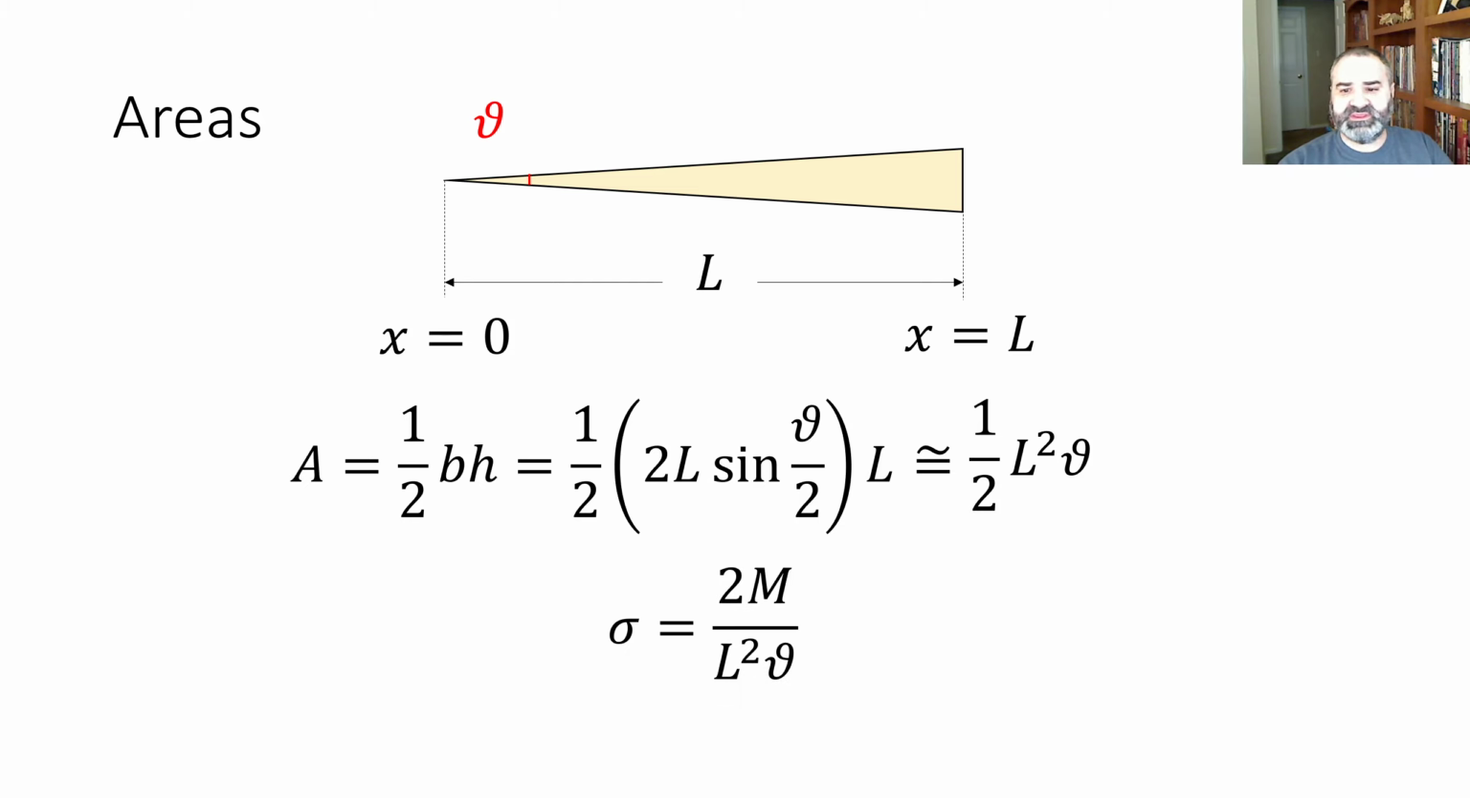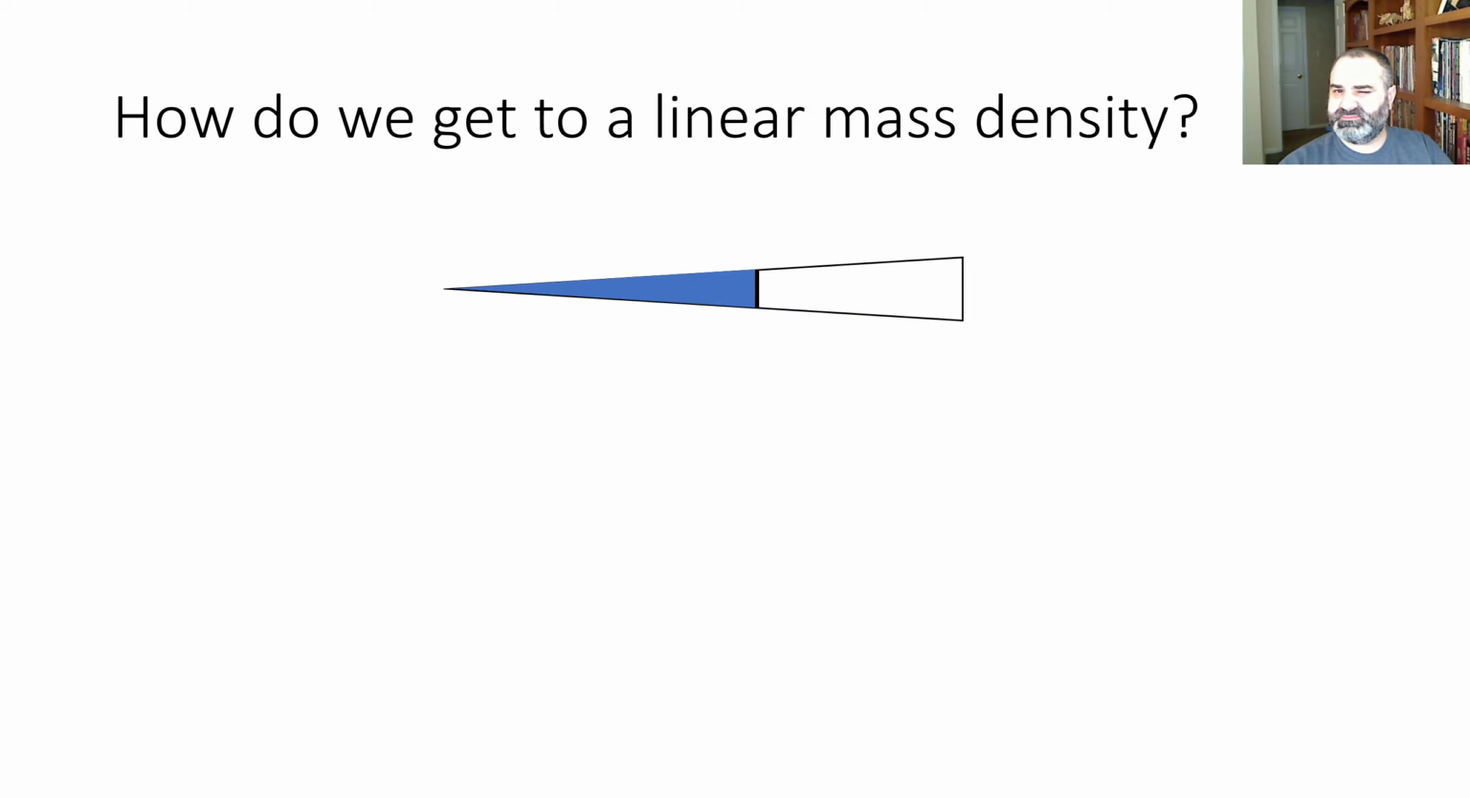And so the area mass density, sigma, is going to be m divided by this area, so 2m divided by L squared theta. So we've got an area mass density. How do we get a linear mass density?